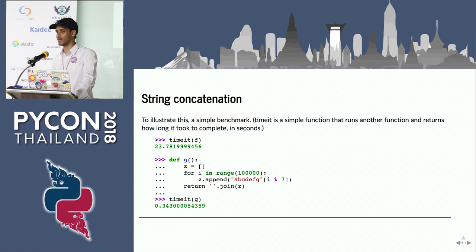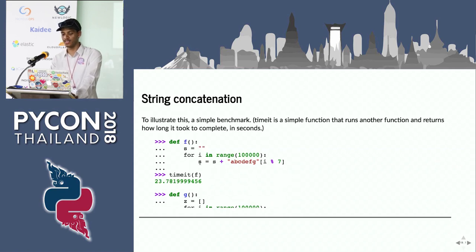But I think by now you can understand why it's happening, because in the first case I'm creating an object again and again. It's like s equals s plus something, right? So it's taking an object, adding something to it, and then returning it back. This takes a lot of time because this is a fairly three-way process.